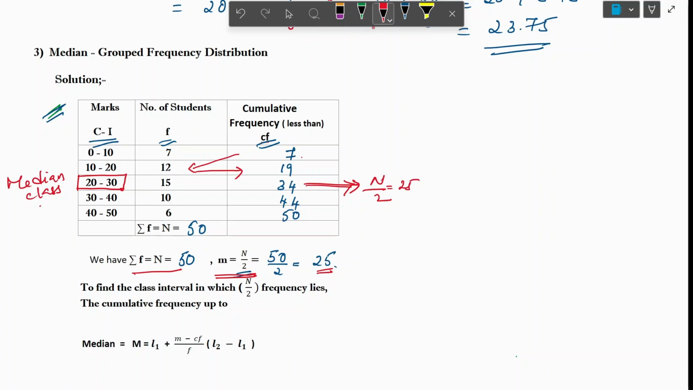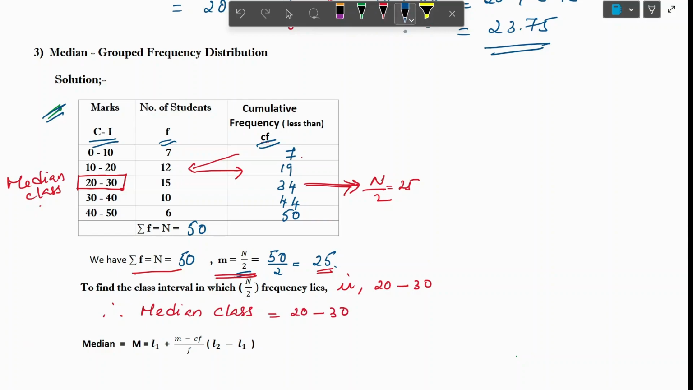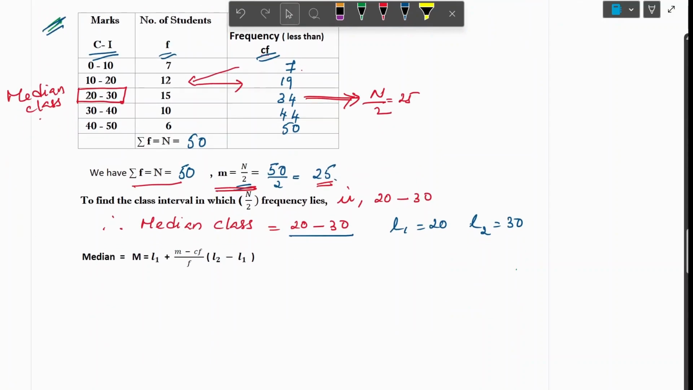Okay. Therefore, here you can write the median class lies in 20 to 30. Median class equal to 20 to 30. Once median class is ready, you can write what is your L1. L1 is 20 and L2, that is 30, like your modal class. Now, just listen. I'll show you how to write the remaining. Before that, we will just see your formula first, okay?